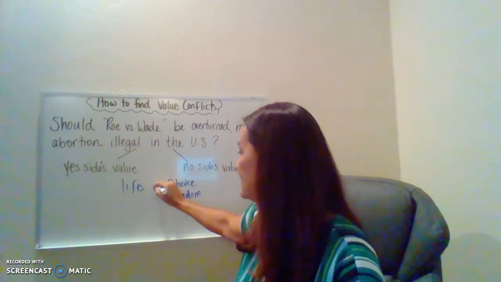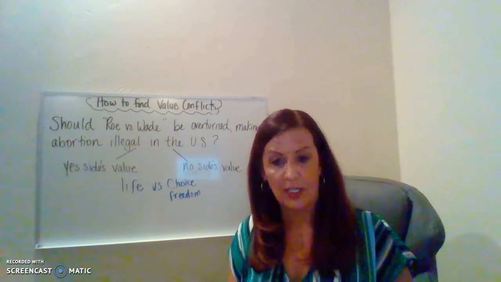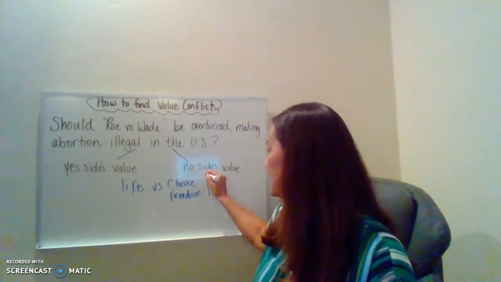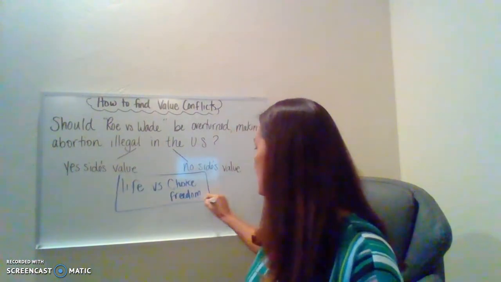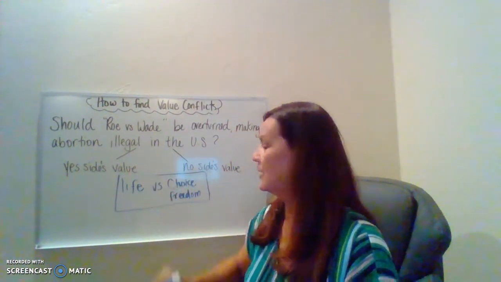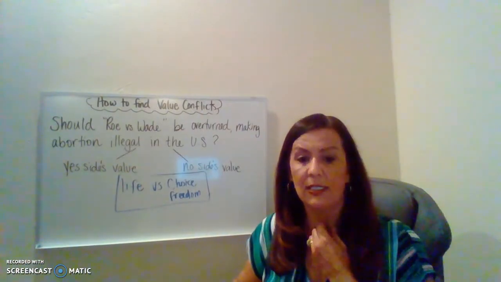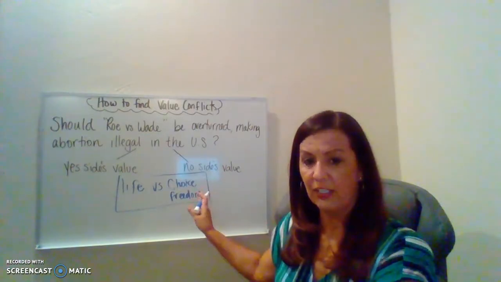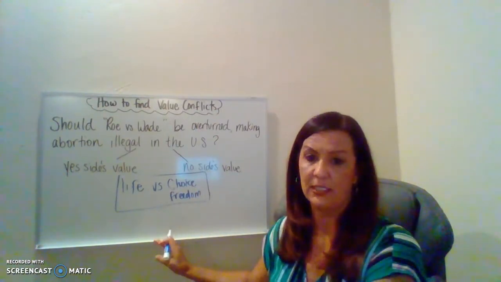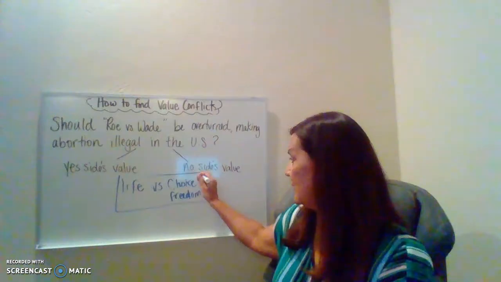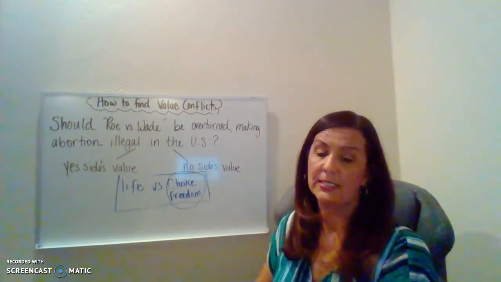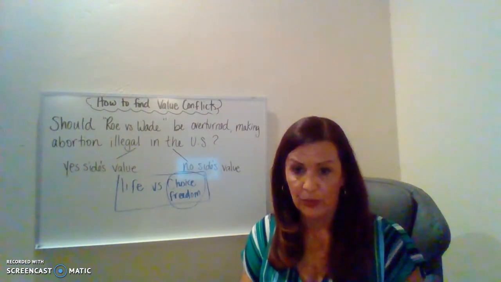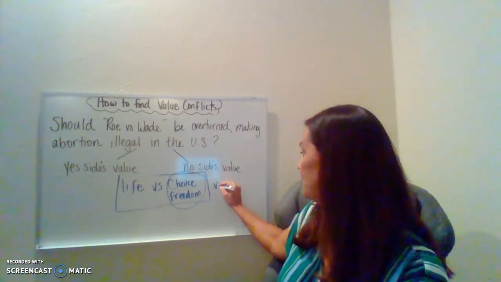So in this case, if I were to ask you what is the value conflict in this value issue, this is your answer. Life versus choice. And now, as I said, because abortion is currently legal, what value did our society give priority to? And again, at this time, our society is giving the value of choice and freedom priority. So this would be your value priority.